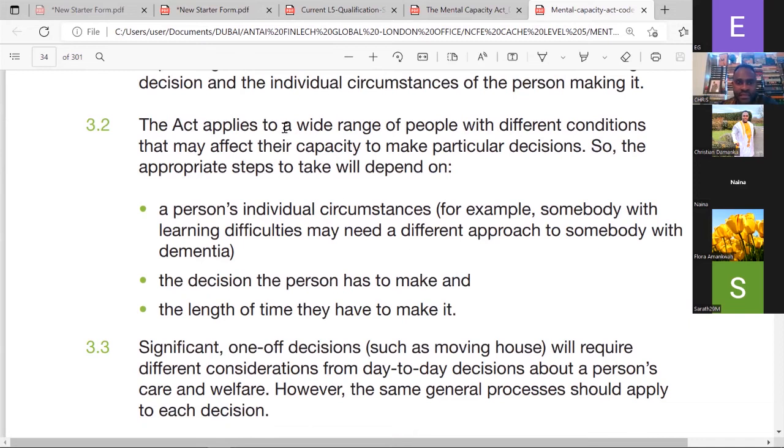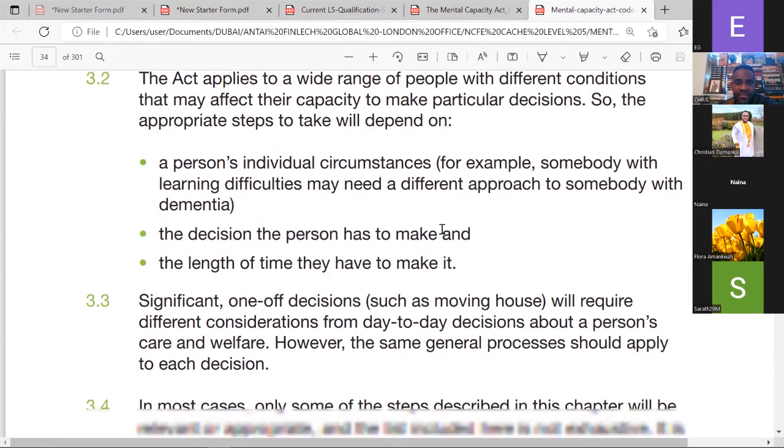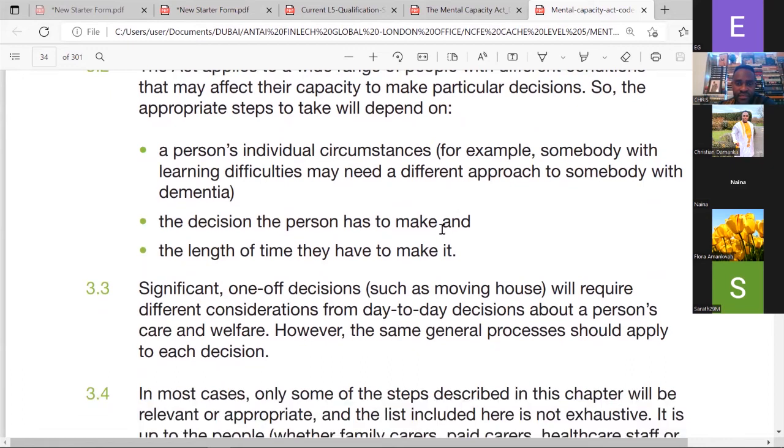There are several ways in which people can be helped and supported to enable them to make a decision for themselves. The Act applies to a wide range of people with different conditions that may affect their capacity to make particular decisions. So the appropriate steps to take will depend on the person's individual circumstances. For example, somebody with learning difficulties may need a different approach to somebody with dementia. The decision the person has to make and the length of time they have to make it.